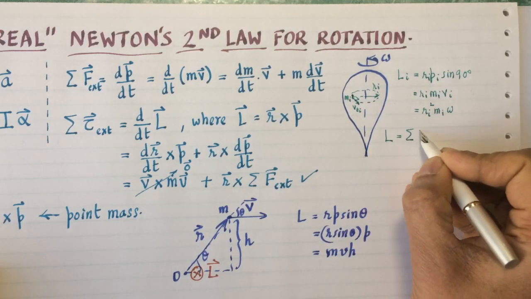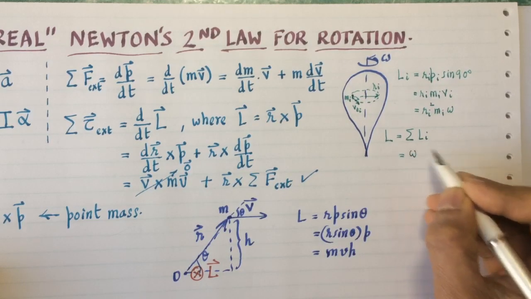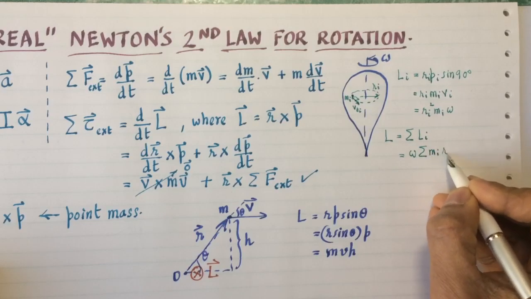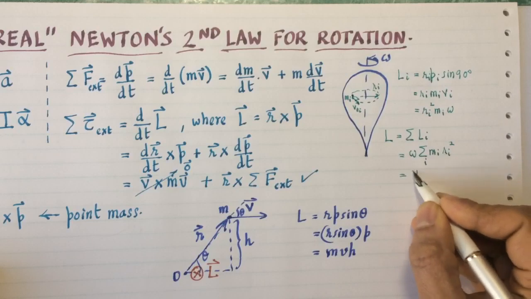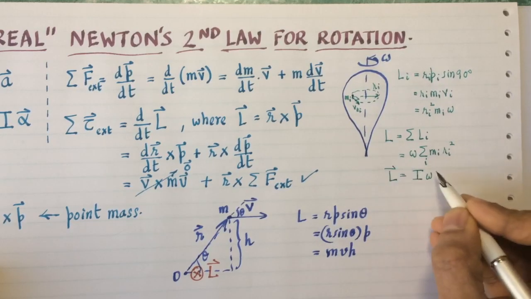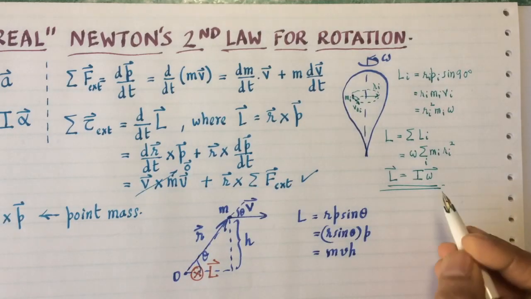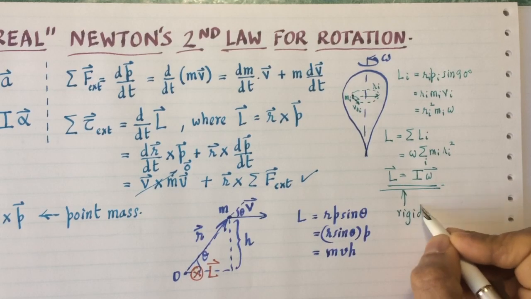Now if I sum up all these things, then I get the total angular momentum. It's going to be the sum of all these L_i's, and I can pull out from that summation sign this omega, and I get the sum of m_i r_i squared. Well, that's our old friend, the moment of inertia. So that's just I times omega. Now I can write this as a vector equation with no additional effort. And so for a rigid body, we have this equation for angular momentum.